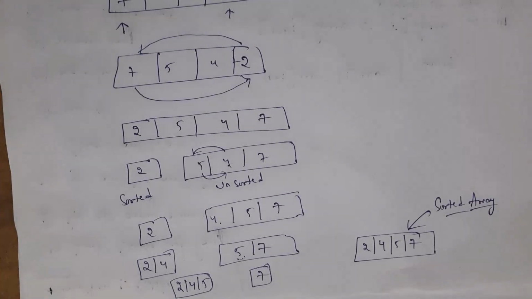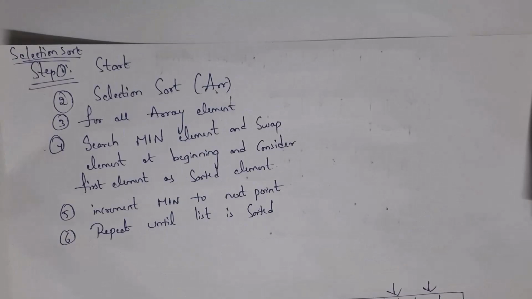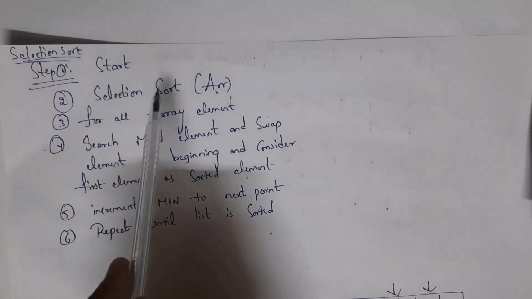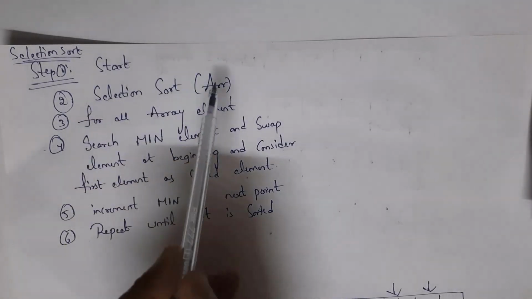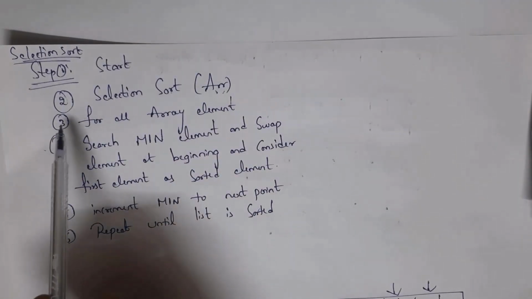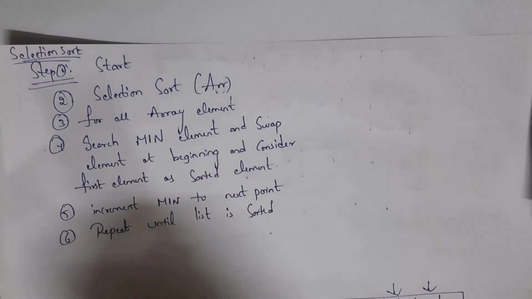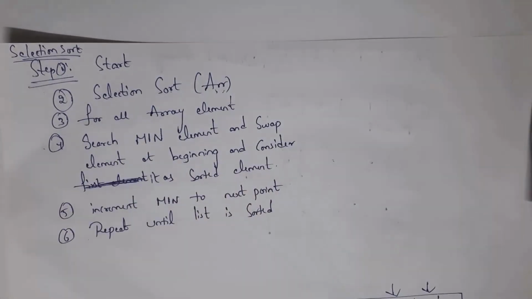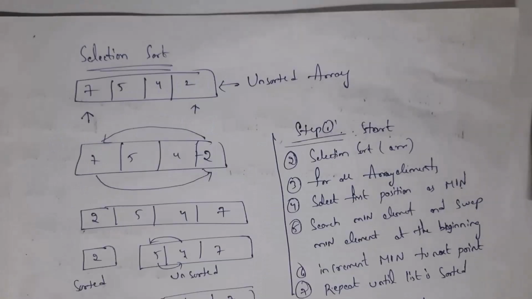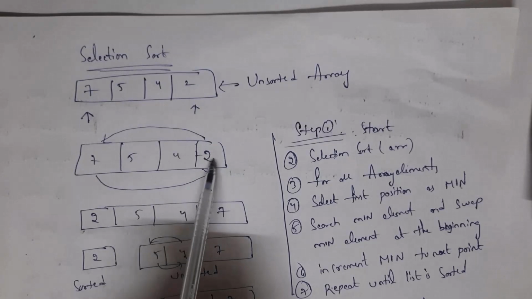Next I will explain the algorithm for selection sort. Here step 1 is start and step 2 is selection sort of array, because we are sorting an array of elements. So I wrote here selection sort of array, and step 3 is for all array elements, search the minimum element and swap it with the element at the beginning and consider it as a sorted element. As I already explained in the previous example, here the smallest element is 2.